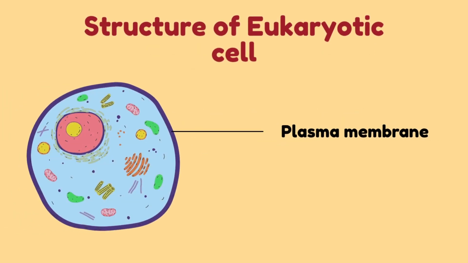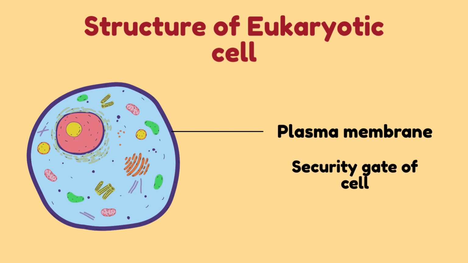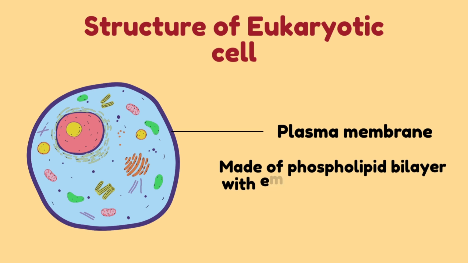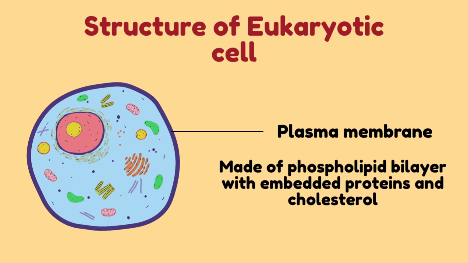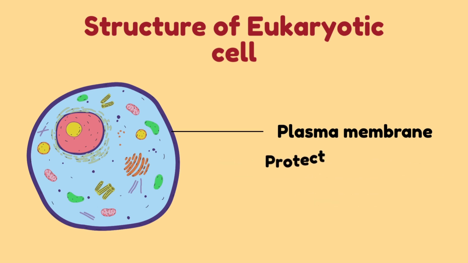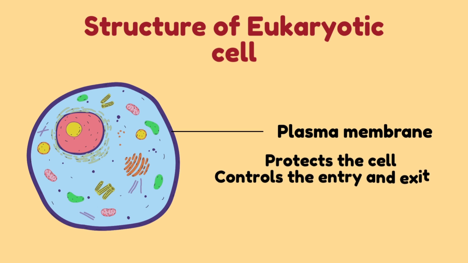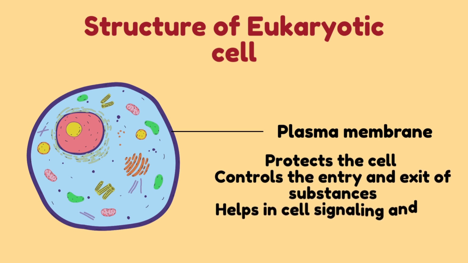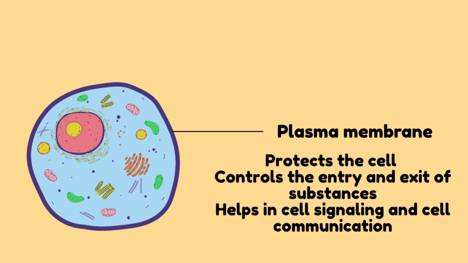Structure of eukaryotic cells: starting at the edge, the plasma membrane. It is like the security gate of the cell. The plasma membrane is made of a phospholipid bilayer with embedded proteins and cholesterol. The plasma membrane protects the cell and controls what enters and exits. It also helps in cell signaling and cell communication.